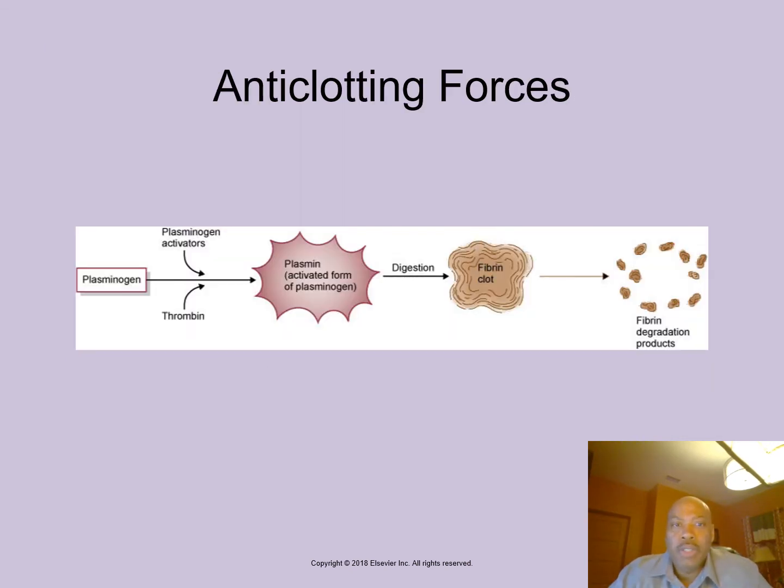So now we're talking about the anti-clotting forces here. Remember, you have to have clotting forces, and then you have the anti-clotting forces, and what they're essentially doing is they're in balance. You don't want too much clotting, but yet you need clotting in case the body actually needs it.